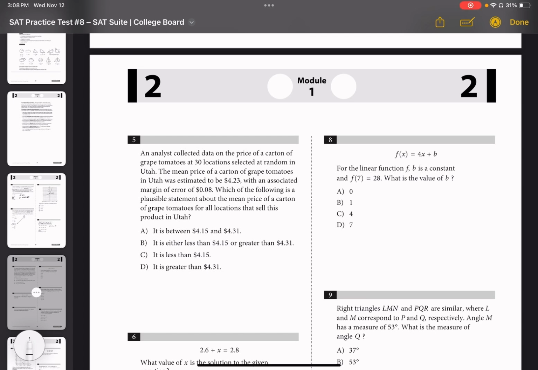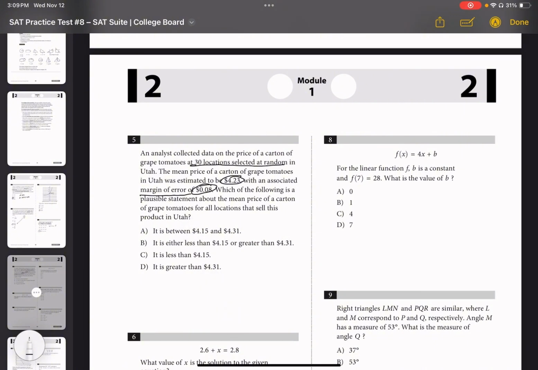An analyst collects data on the price of a carton of grape tomatoes at 30 locations selected at random in Utah. The mean price of the carton of grape tomatoes in Utah was estimated to be $4.23 with an associated margin of error of 8 cents. Which of the following is a plausible statement about the mean price of a carton of grape tomatoes for all locations that sell this product in Utah?